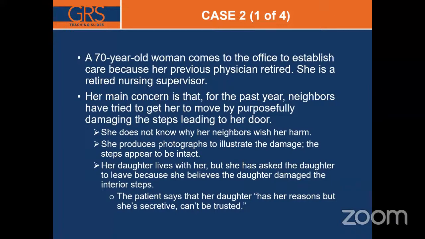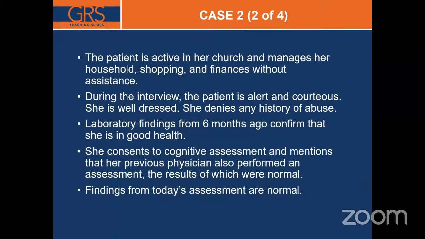Her daughter lives with her, but she has asked the daughter to leave because she believes that the daughter damaged the interior steps. The patient says that her daughter has her reasons, but she's secretive and can't be trusted. The patient is active in her church and manages her household, shopping, and finances without assistance. During the interview, the patient is alert and cautious. She is well dressed. She denies any history of abuse. Laboratory findings from 6 months ago confirm that she is in good health.